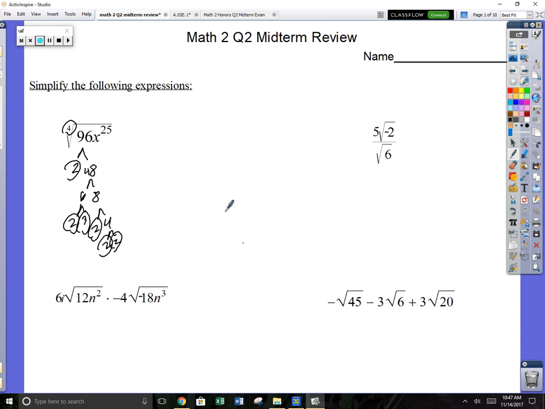Okay, there we go. So we're going to rewrite this as the fourth root of, let's count up all our 2's, 1, 2, 3, 4, 5, 2 to the 5th, times 3 to the 1, times x to the 25. Okay, so this fourth root is going to undo powers of 4.